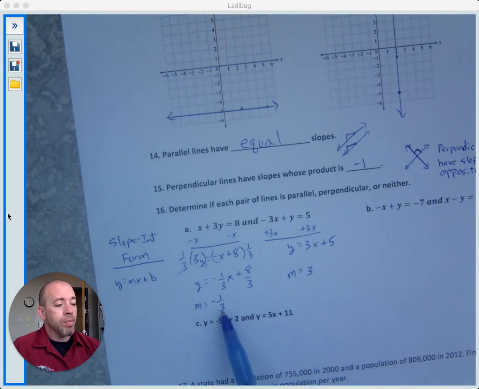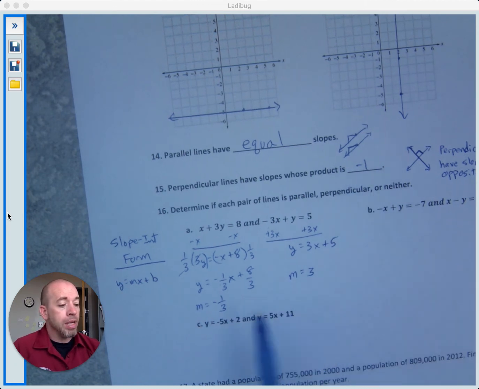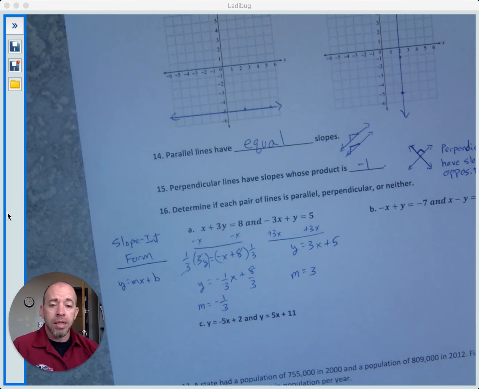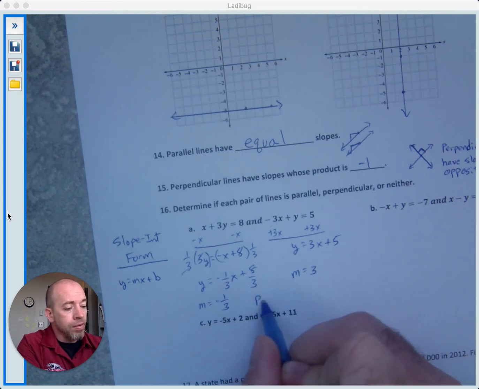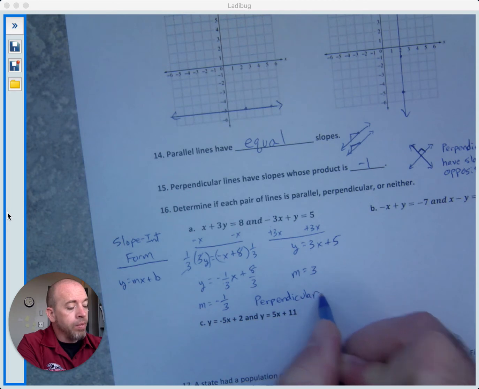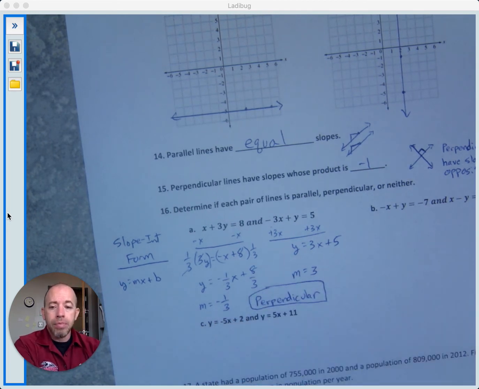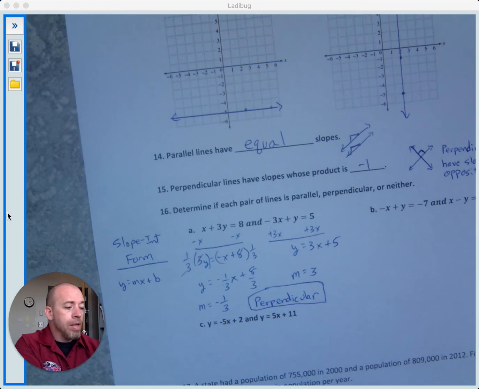We could also multiply the two slopes to see that their product is negative 1. If we multiply negative 1/3 times 3, you get negative 1, and that tells us that these are perpendicular lines. So these two lines are perpendicular. And if we were to graph them, we could verify that they would look perpendicular anyway. So that's our first example.